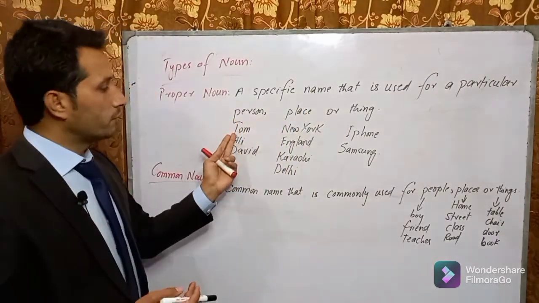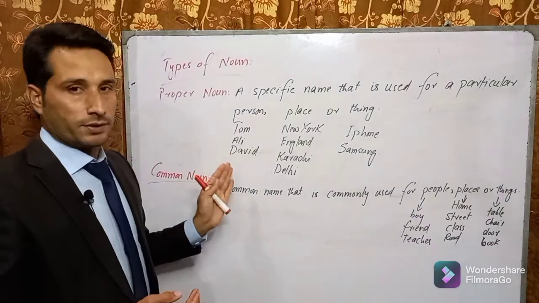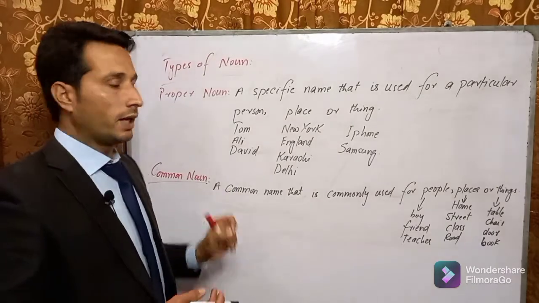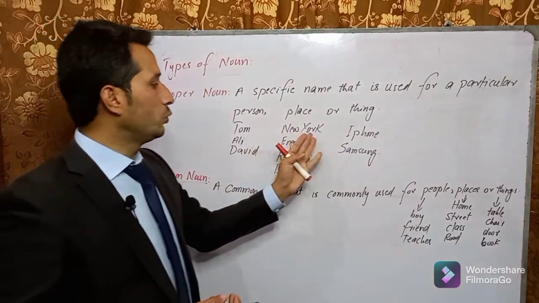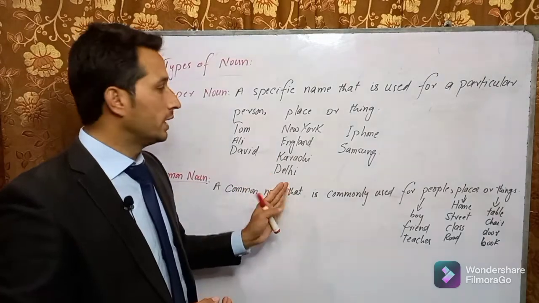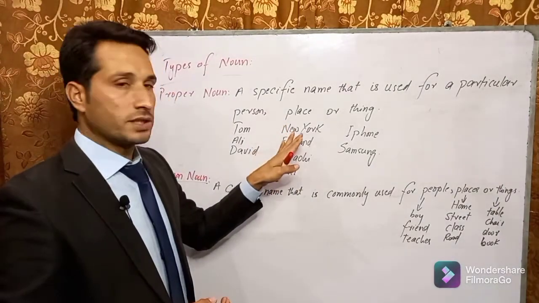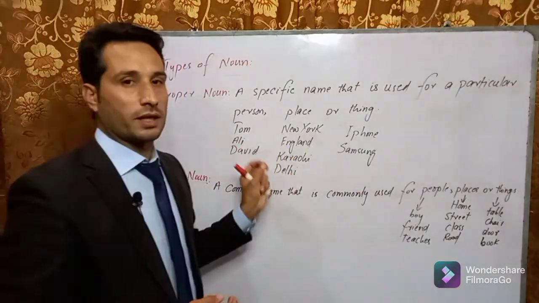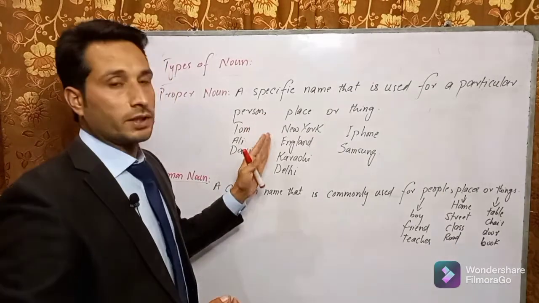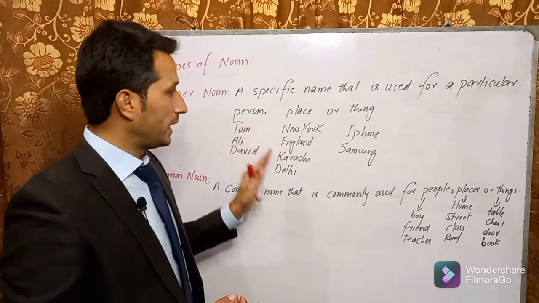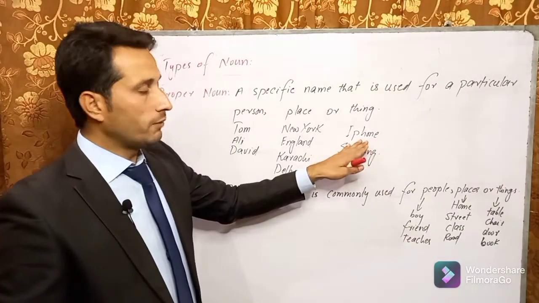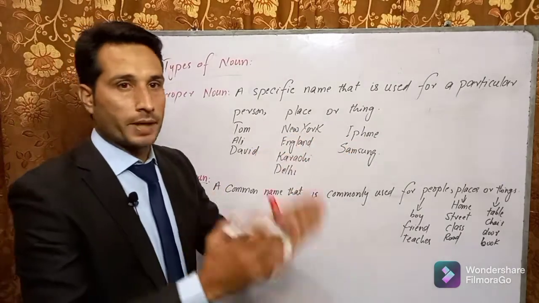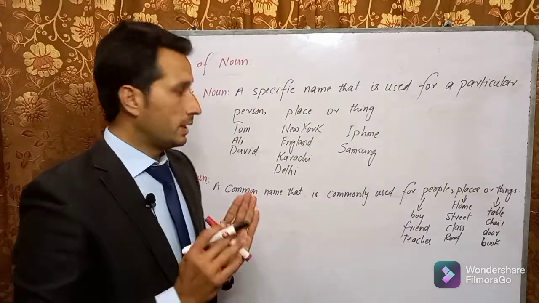For example, we have Tom, we have Ali, we have David. These names are not common. We cannot call everyone Tom, everyone Ali, everyone David. Similarly, we have New York, England, Karachi, Delhi. We cannot call every city New York. We cannot call every country England. We cannot call every city Karachi or Delhi. These are specific names and they are used for specific places. Similarly, thing. We cannot call every phone iPhone. We cannot call every phone Samsung because these are names of specific brands. So we have to use them for those specific brands.